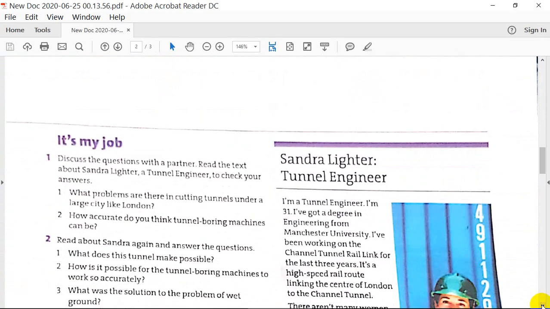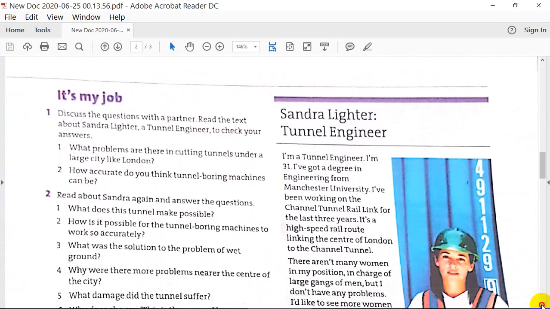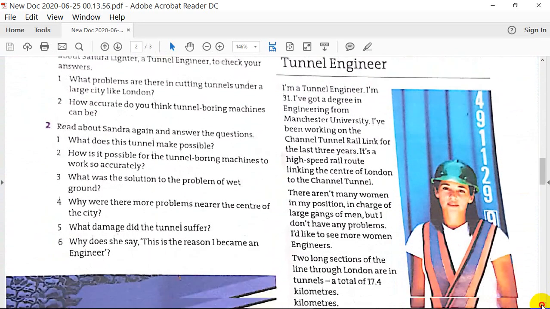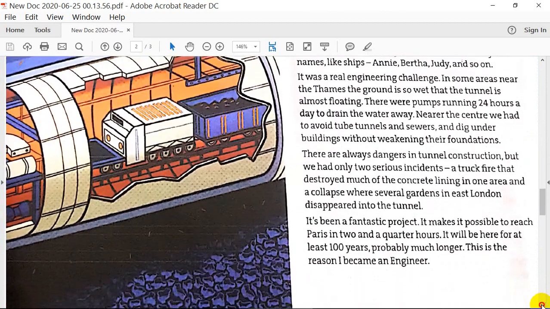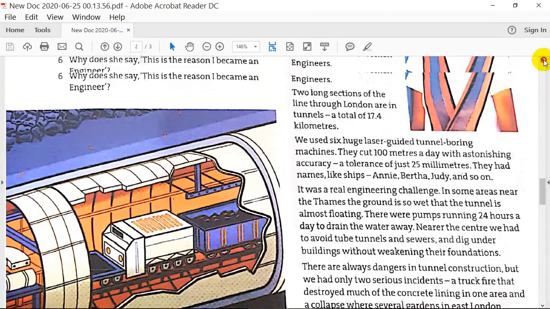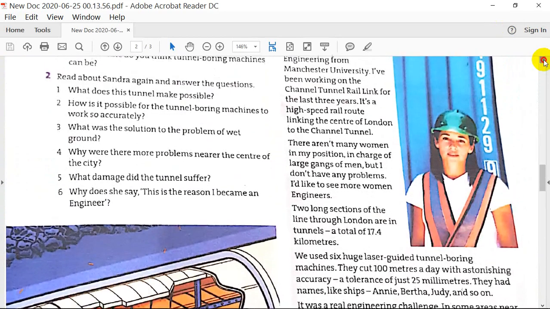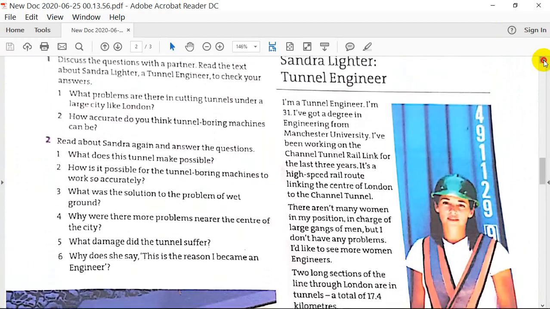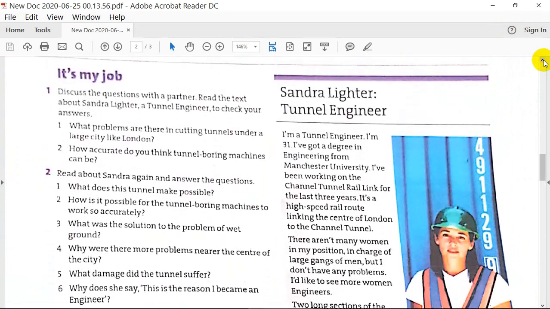Let's go here to watch this one. We have here what? We have a paragraph, or you can say a small essay, about Sandra Leiter, tunnel engineer. She is a tunnel what? Her name is Sandra Leiter. She is a tunnel engineer. She is working in tunnels.